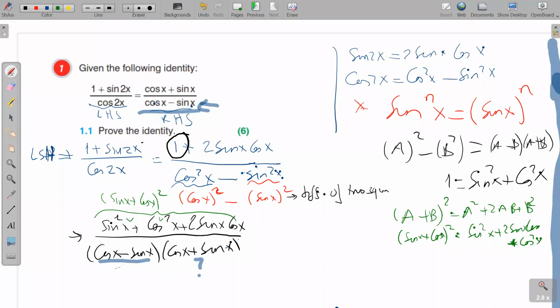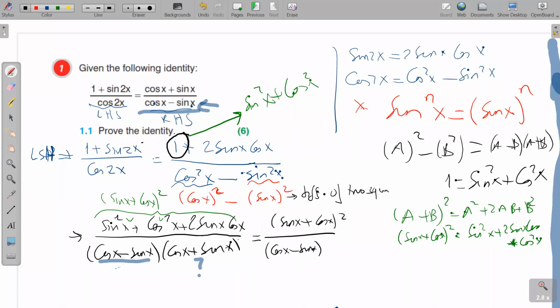So if you forget it, put sine square x plus cos square x for 1, or you never solve this question. Otherwise, you can't solve. Now I will write sine x plus cos x divided by cos x minus sine x, cos x plus sine x. So simplify this one of this one, so we get the right hand side.